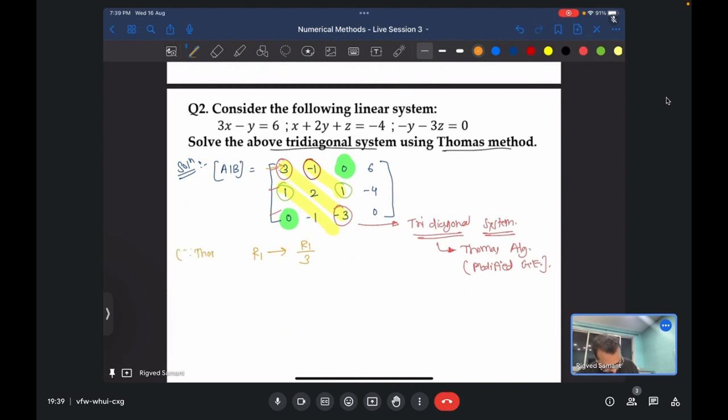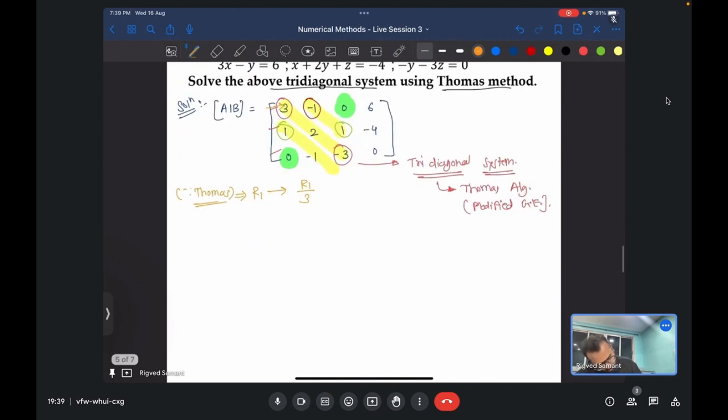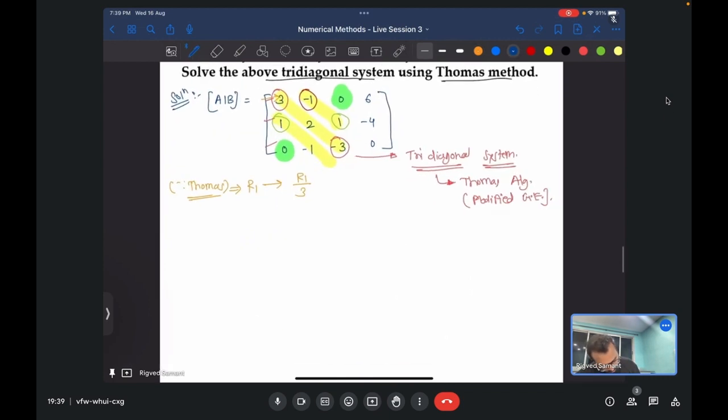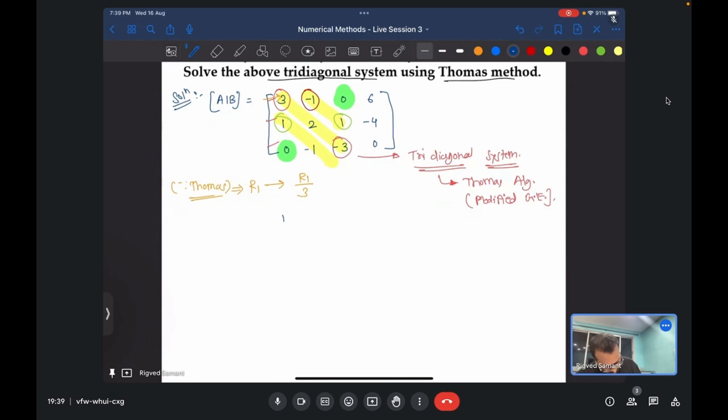So it will be 1, minus 1 by 3, 0, 2; 1, 2, 1, minus 4; 0, minus 1, minus 3, 0.